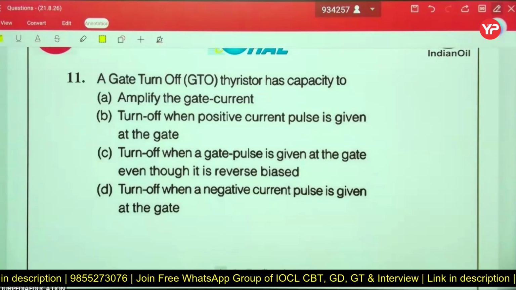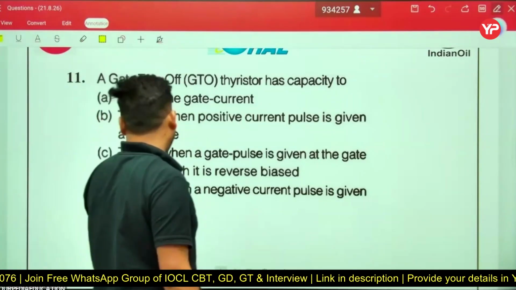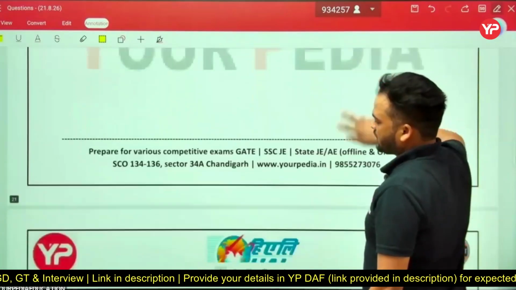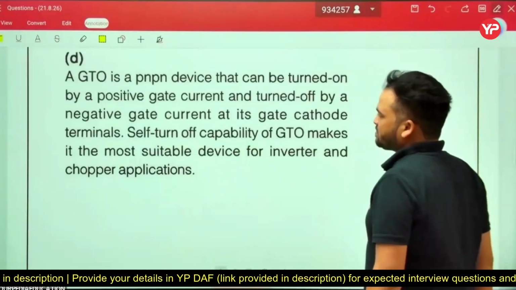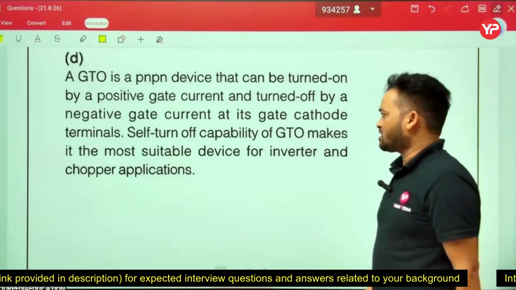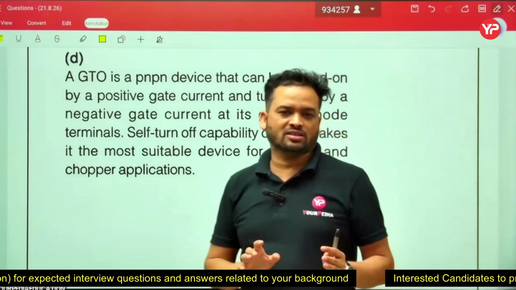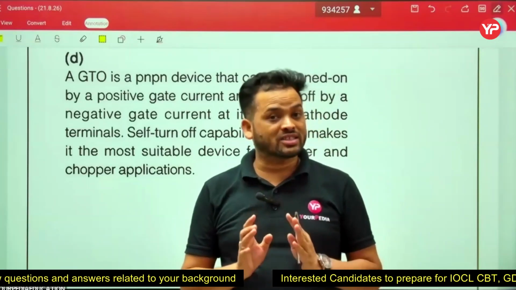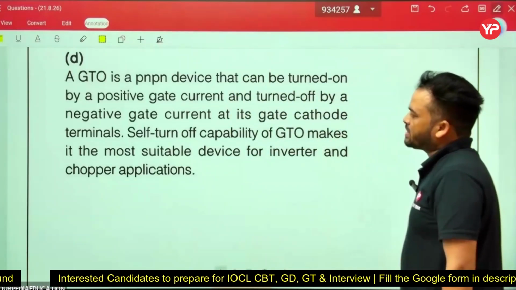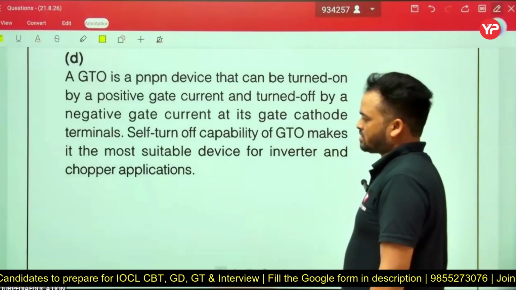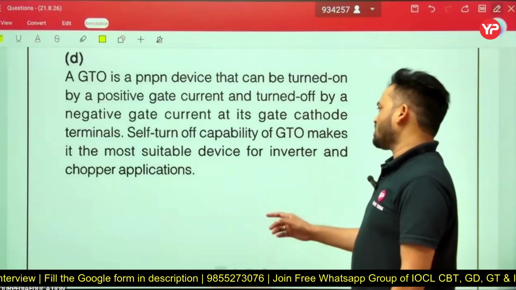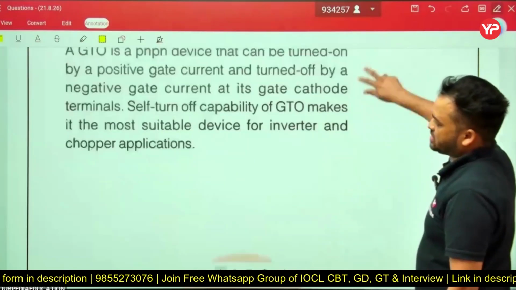Yeah, D is the right answer. Turn off when a negative current pulse is given at the gate. That is why it is called gate turn off thyristor. A GTO is a PNPN device that can be turned on by positive gate current like the SCR. Turning on process of both devices, SCR and GTO, is the same, but turning off process is different. It turns off by a negative gate current at its gate cathode terminal. Self turn off capability of GTO makes it the most suitable device for inverter and chopper applications.